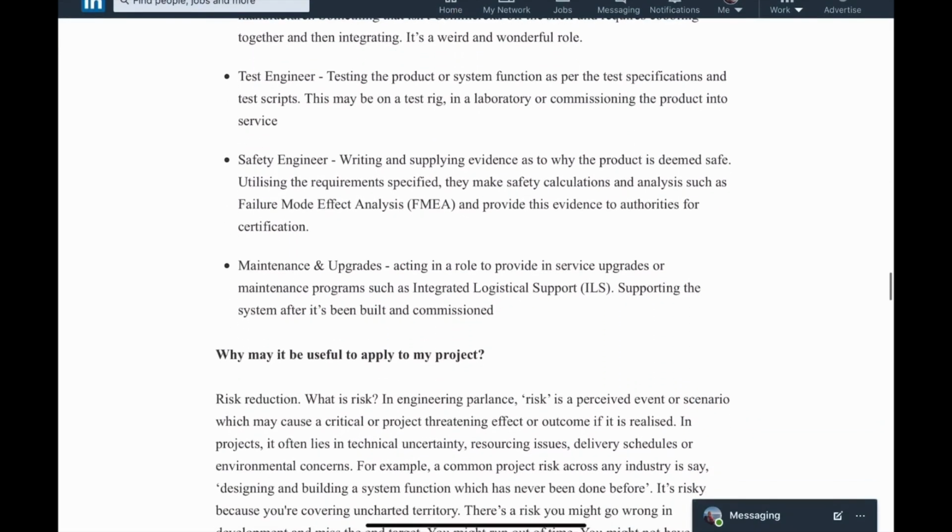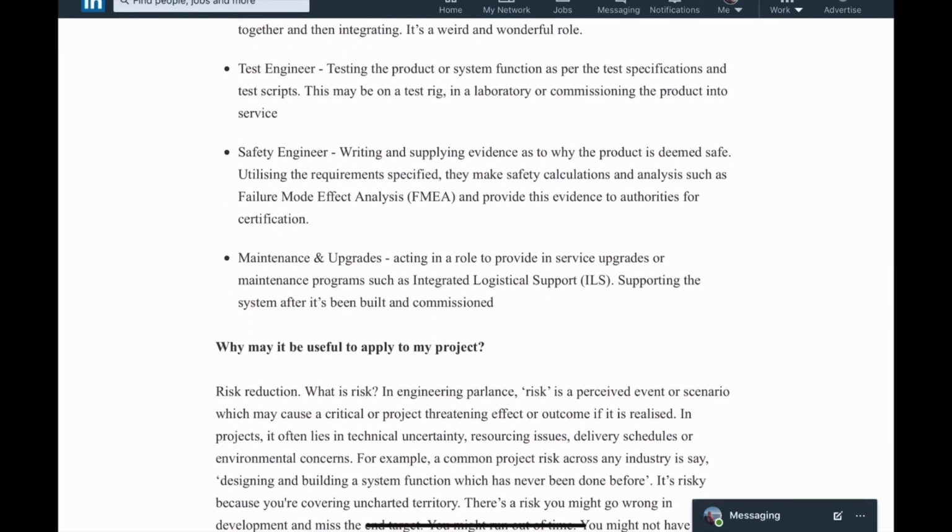Looking at test engineers. So we've built these systems, we've had requirements engineers, we've had the design, build and essentially bringing together of the system. Now it's up to the test engineer to test and make sure that the system or function works as per the specification. So we use test specifications and test scripts to essentially ensure that it meets the design standard. This may be in a test rig or in a laboratory or even commissioning into a service.